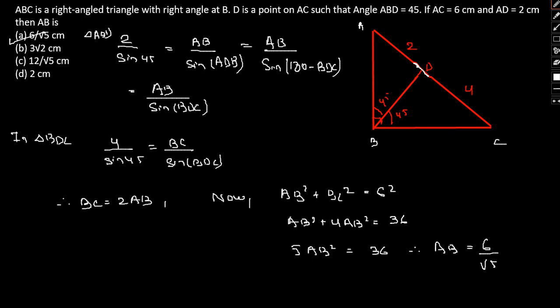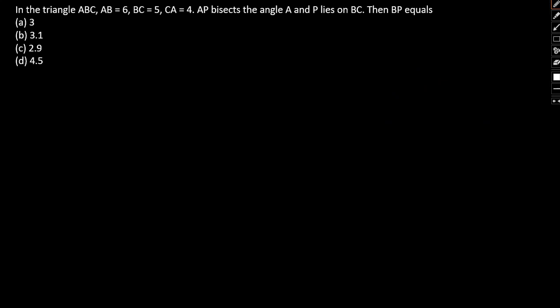I hope this is clear to you, the kind of approach we have taken to solving the same. Having said that, let's move on to the next question. In triangle ABC, AB equals 6, BC equals 5 and CA equals 4. AP bisects angle A and P lies on BC. Then we need to find the length of BP.